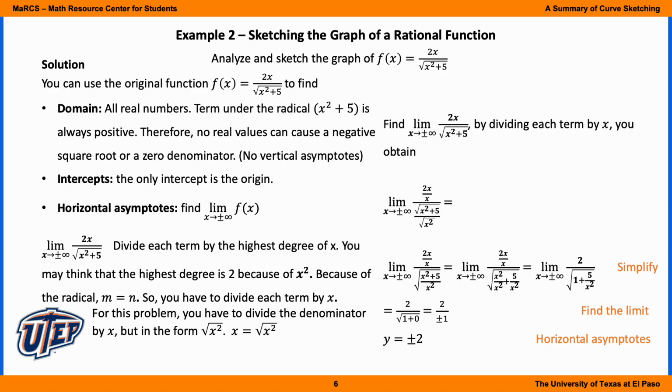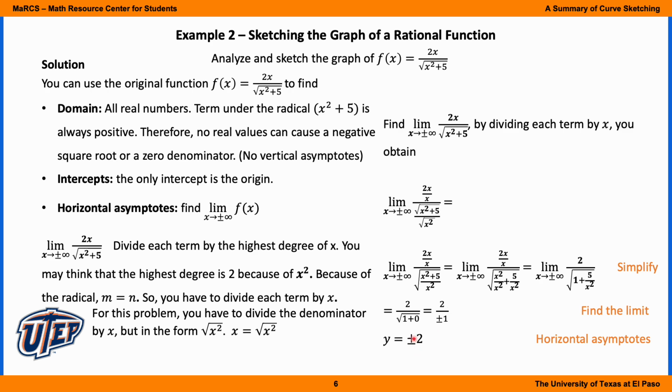So for this problem, you will divide the denominator by x, but in the form of the square root of x squared. So once we do that, we're left with this expression, and we will be evaluating the limit as x approaches positive infinity and negative infinity of 2 divided by the square root of 1 plus 5 divided by x squared. Now, once again, using theorem 3.10, this term will go to 0, and we're left with 2 divided by the square root of 1. Since we're taking the square root, we are left with 2 divided by plus or minus 1. So that gives us 2 different horizontal asymptotes at y is equal to positive 2 and at y is equal to negative 2.